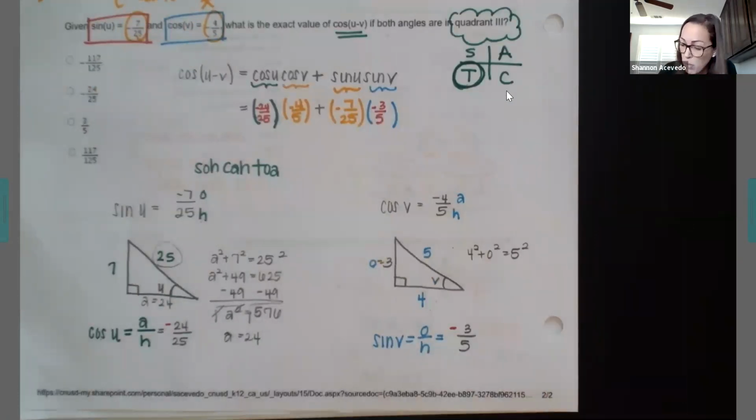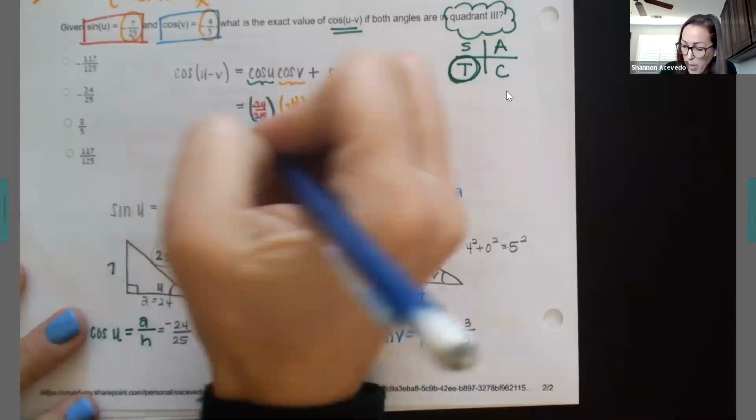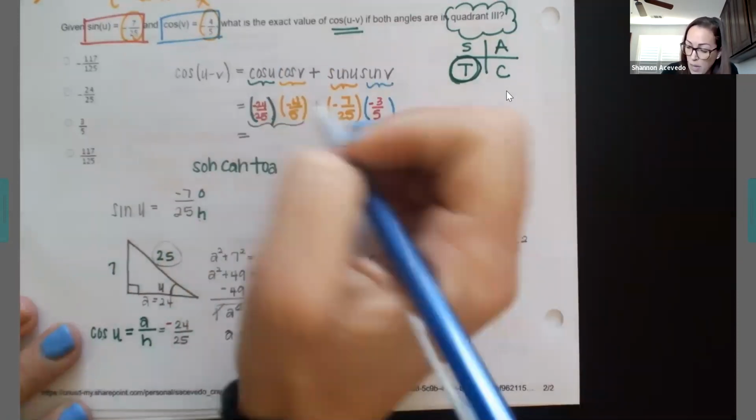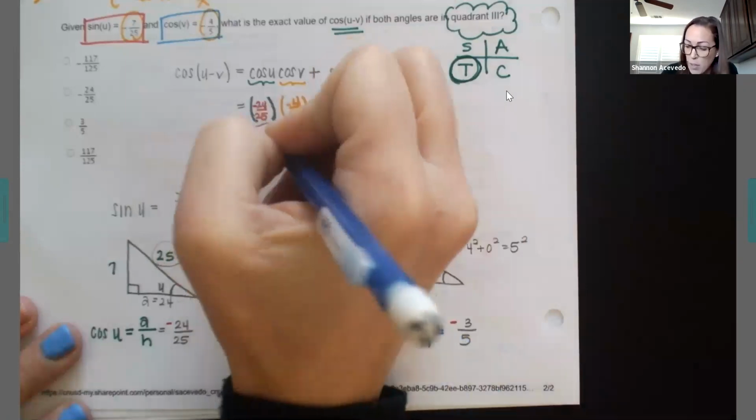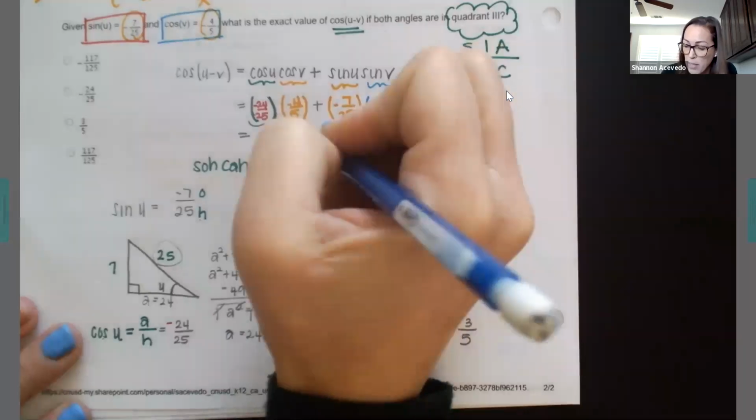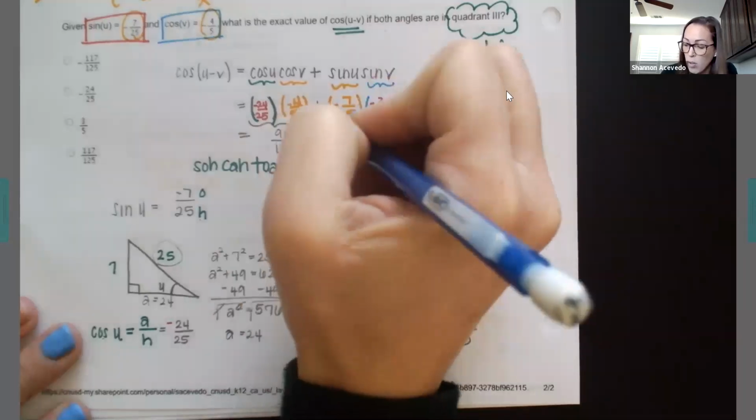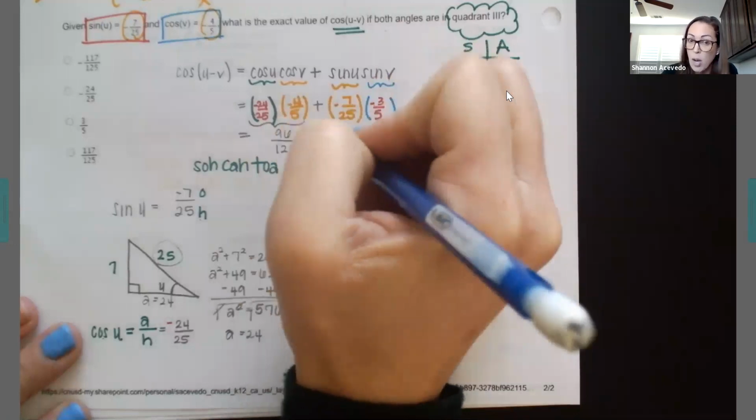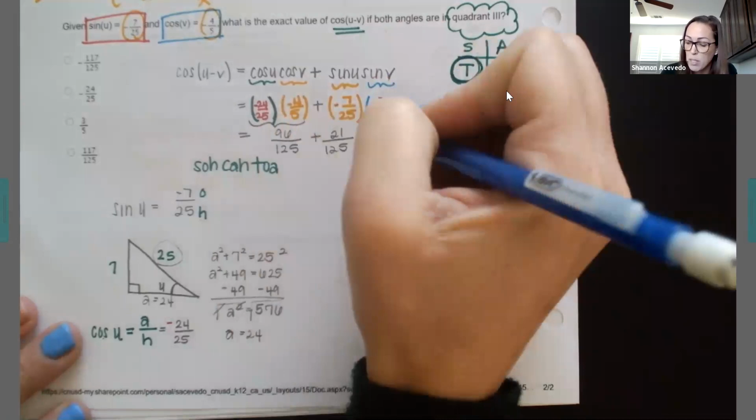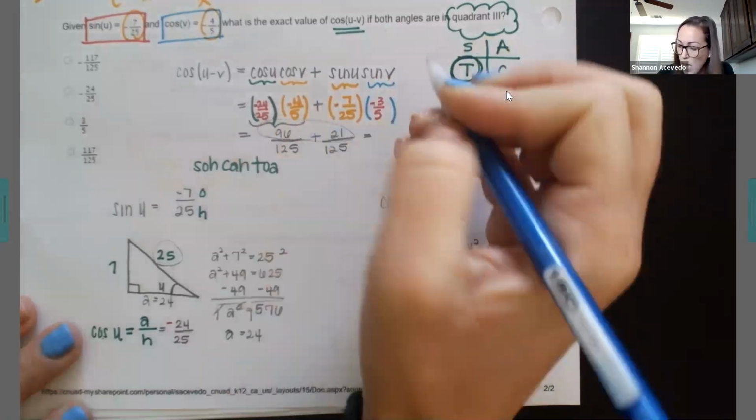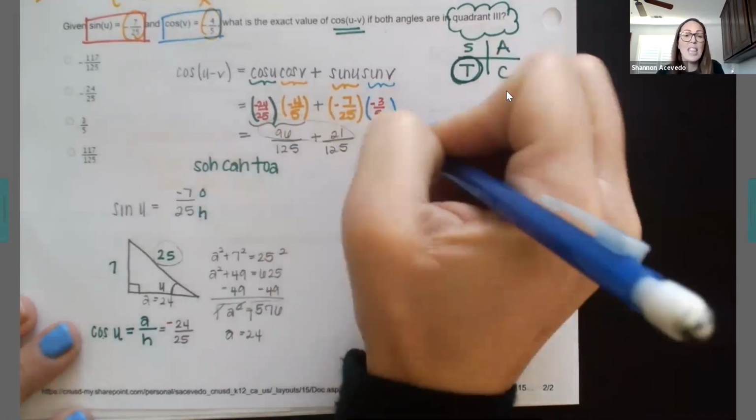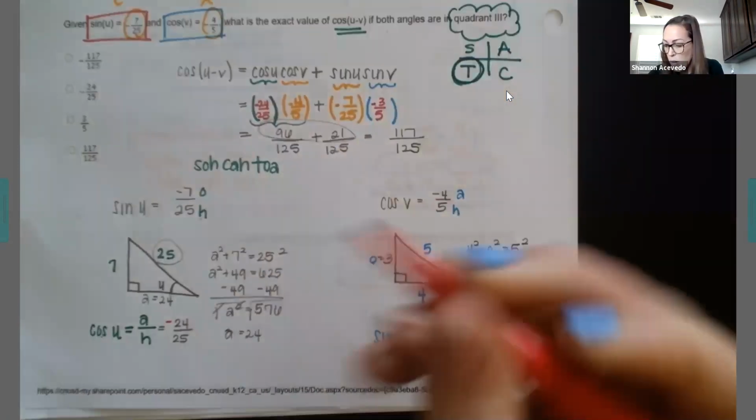So my last step then would be to go ahead and multiply. Negative 24 times a negative 4 is a positive 96. 25 times 5 is 125. A negative and a negative again is going to make it a positive 21 all over 125. Common denominator. So I could go ahead and do 96 plus 21, which is going to give me 117 all over 125. And that is the answer we are looking for.